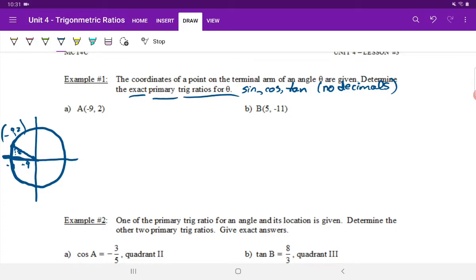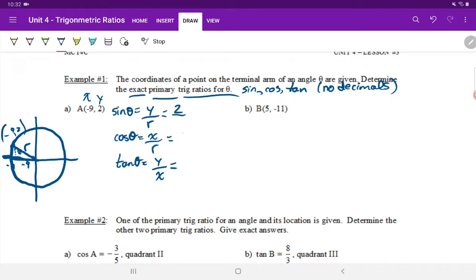I have to figure out the exact trig ratios. So I need to figure out what sine theta equals, y over r. I need to figure out that ratio. I need to figure out cos theta equals x over r. And I need to figure out tan theta equals y over x. I have to figure out those ratios to answer this question and just write them out. That's all. Well, I know x is negative 9. I know y is 2. So I can actually start to fill all of these in because I know x and y. I know y is 2, but I don't know r yet, right? I clearly do not know r, the radius of this circle.